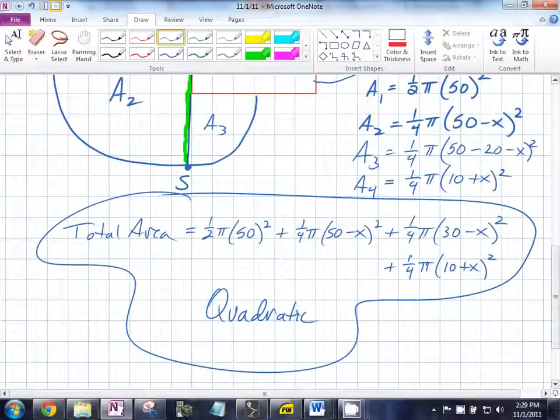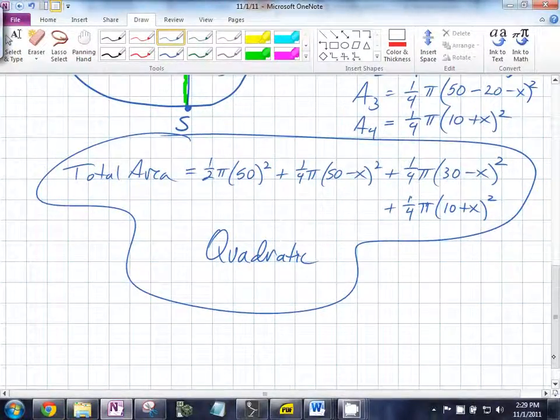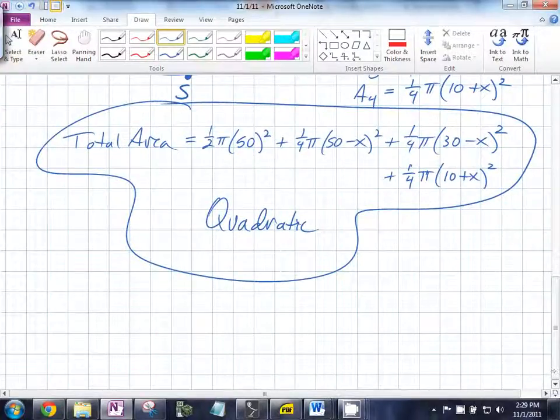Okay, so theoretically you could look at this, but what did we say x was? X was between 0 and 10. So theoretically, could you graph this? Find the vertex? Could you graph a parabola? Yes, you could.